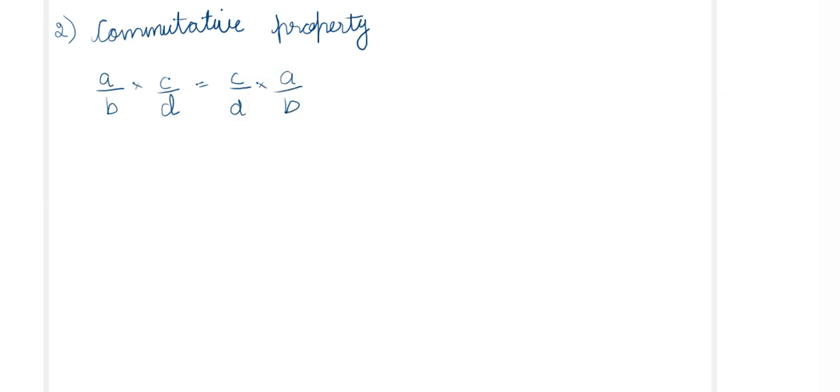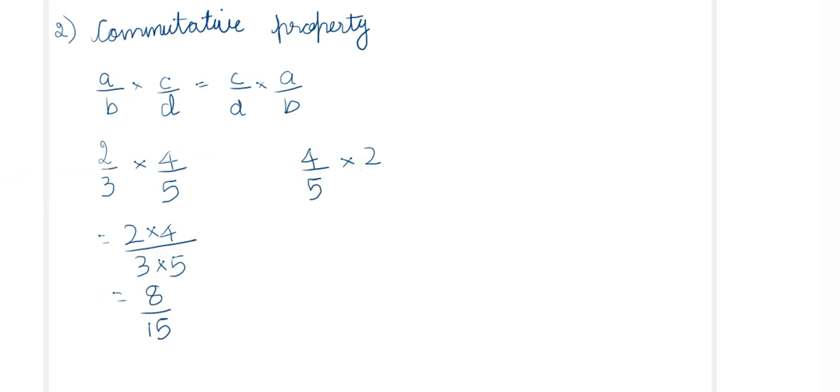I'm taking an example of 2 by 3 into 4 by 5. This is nothing but 2 into 4 by 3 into 5. 4 2s are 8 and 3 5s are 15. Coming to the next one, 4 by 5 into 2 by 3. This is nothing but 4 into 2 by 5 into 3. 4 2s are 8, 5 3s are 15. So both the products are the same. So the commutative property holds good for multiplication of rational numbers.